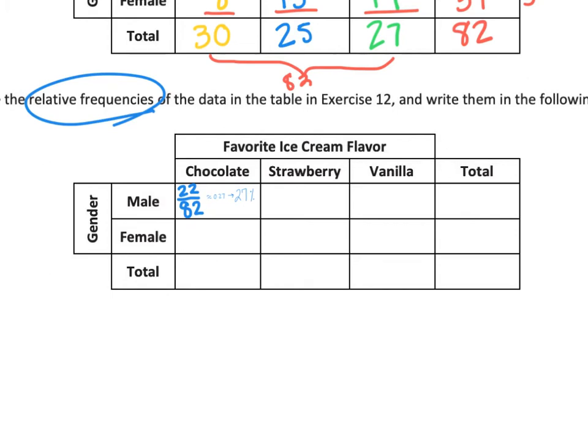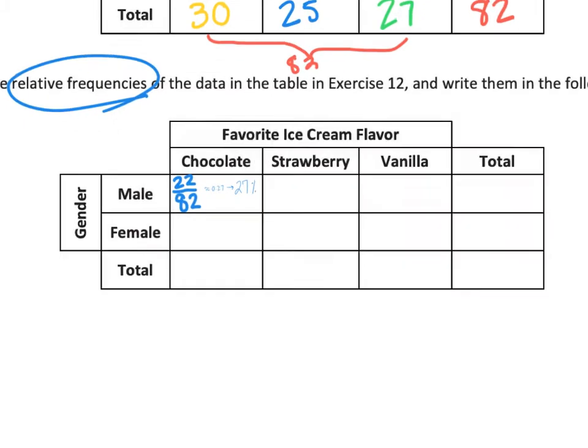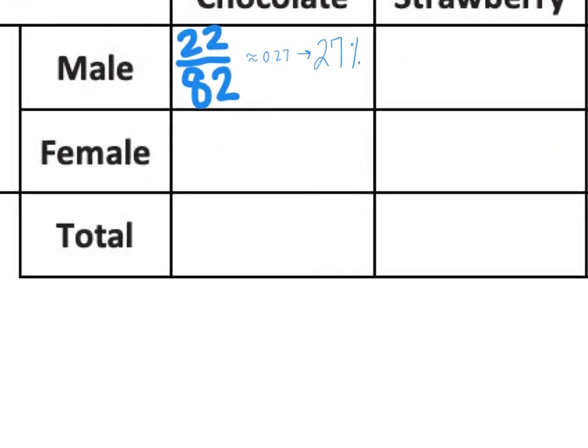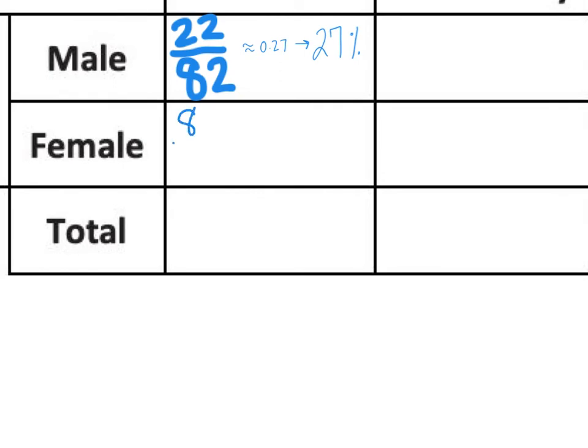Okay? Let's do females who like chocolate ice cream. So this one number was 8 out of 82. Okay? 8 divided by 82 in my calculator is 0.09. And if I move this decimal over, this is about 9% or 10%. Okay?